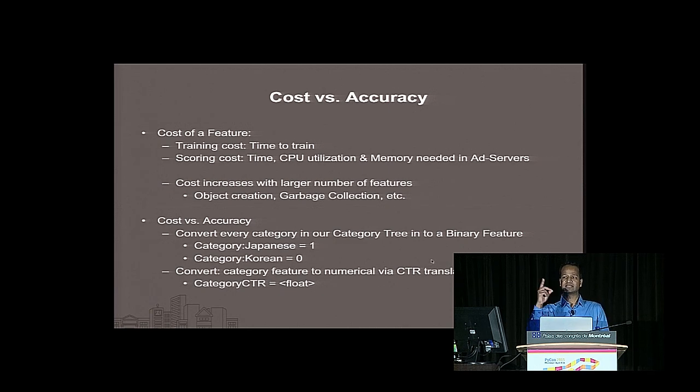Another way is to basically just make that into one feature, where you say that, for Japanese restaurants, what is the average click-through rate I have seen in the past? For Korean restaurants, what is the average click-through rate I've seen in the past? And every time I see a Japanese advertiser, I will substitute that value as the feature value, right? So instead of using thousands of binary features, I would use one numerical feature, right? Of course, if I were to use thousands of binary features, the model that I would learn would be more accurate. But at the same time, at runtime, I would pay the cost of more objects being created, etc. So on the other hand, if I were to use the CTR translation and convert it into one numerical feature, the model may be slightly less accurate, but the runtime cost would be lower.